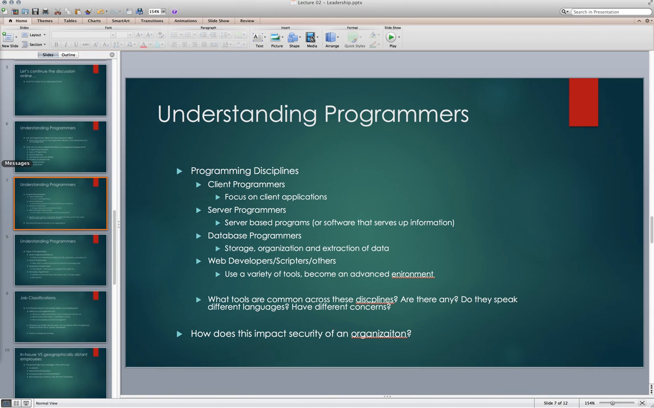DBAs need to be storing the data sensitively. Web developers or client programmers need to be handling that information in a sensitive manner. That means not leaving it unencrypted for a long period of time. And then when that data is in transit, how is it communicated on the local area network between the web server and the database server?